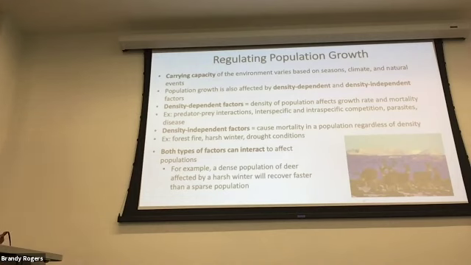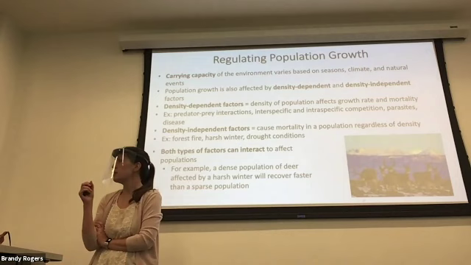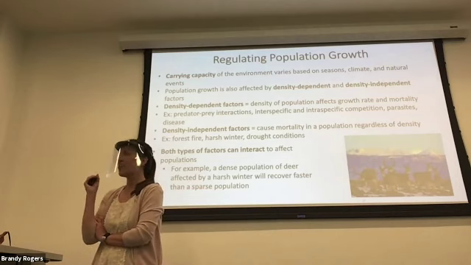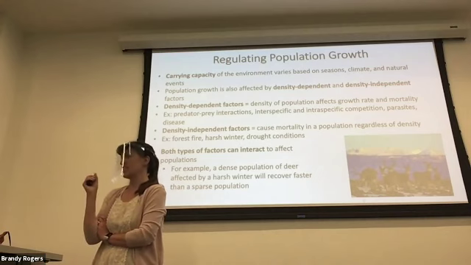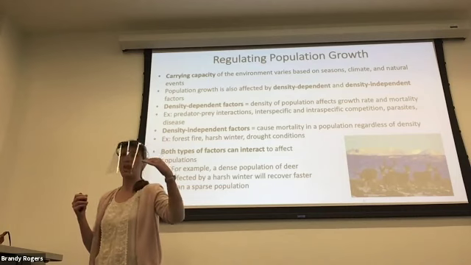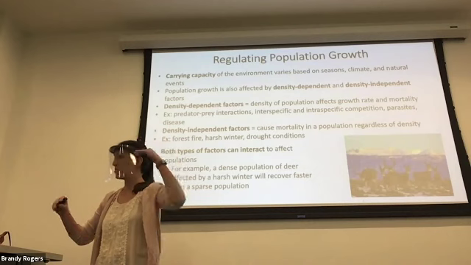So before we talk about density dependent versus independent, let's remind ourselves about carrying capacity. The carrying capacity varies based on things like season, climate, and natural events. So if the carrying capacity is the maximum number of individuals that a habitat can support, how might that change seasonally? Think of a way that in one season, a habitat could support a higher number, and in another season, it could support a lower number of individuals.